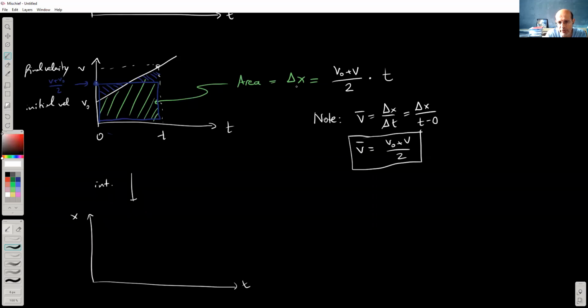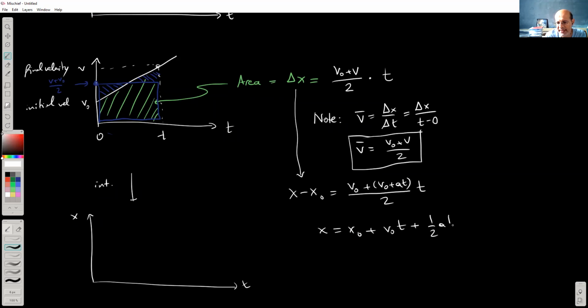In any case, what we do is, we just write this thing down in terms of the initial position and the final position. I know what the final velocity is. That's V0 plus AT times T. And then I arrange everything. So as a result, I get X0 plus V0 times T plus 1/2 of A times T squared. Okay.